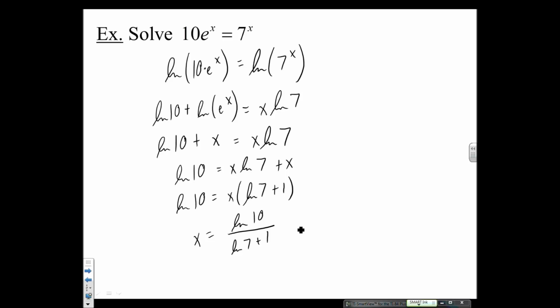And I could get a decimal, but notice this is a fairly painless answer, so I could definitely see a problem like this showing up on the non-calculator part of the test. It's all calculus on the test, but I could see it showing up on the non-calculator part of the test.